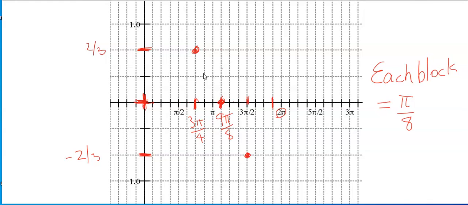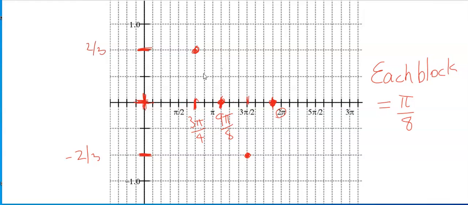And you look at it, 3 pi over 2 and negative 2/3. By golly, that's it. The next one was 15 pi over 8, so that's 15 blocks to the right. That will take you right to there. There's your point number 4. And the next one, the last point, is going to be another max.